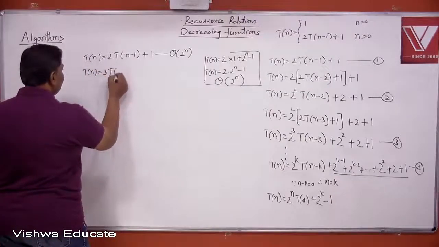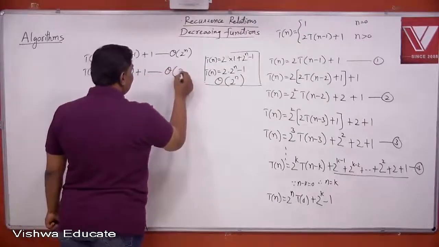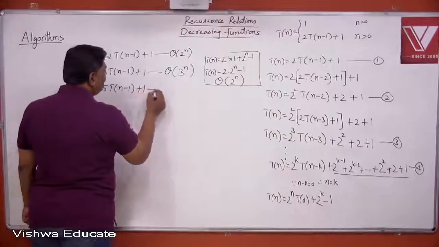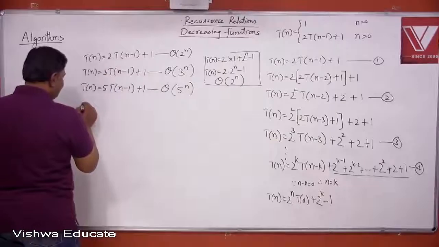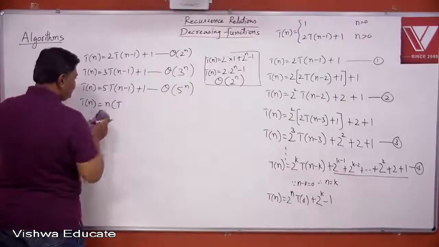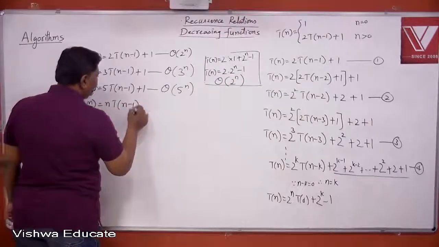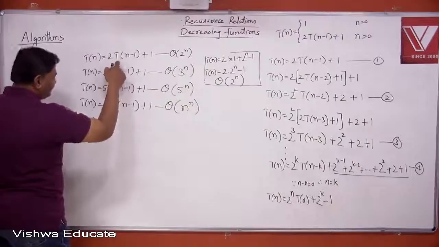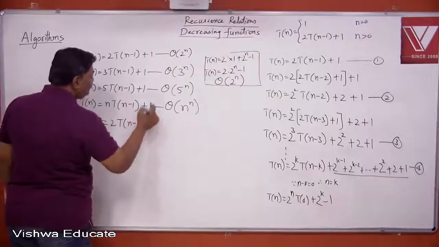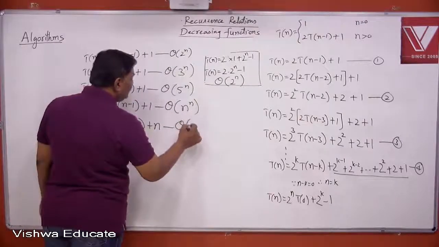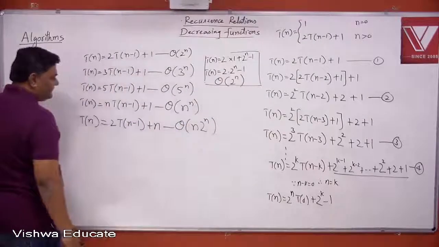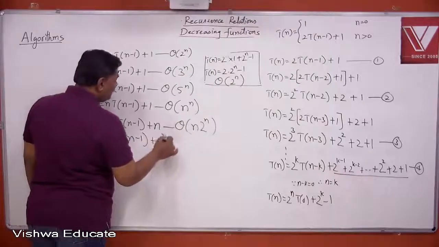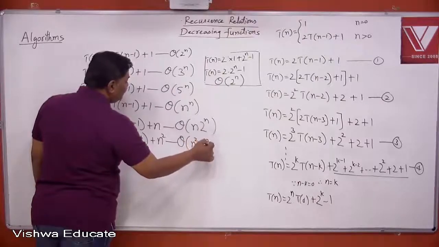Tn is equal to 3T(n minus 1) plus 1 will be 3 power n. Yes. So Tn is equal to 5 times, if it is calling, then will it be 5 power n? Yes. So it means if it is calling itself n times, then will it be n power n? Yes, n power n. So what happens if I write the first one once again? T(n minus 1) plus, instead of 1 if I write n, then it can be n times 2 power n. This is one of the solutions. So this, Tn is equal to 2T(n minus 1) plus n square, will be theta of n square 2 power n. Yes.